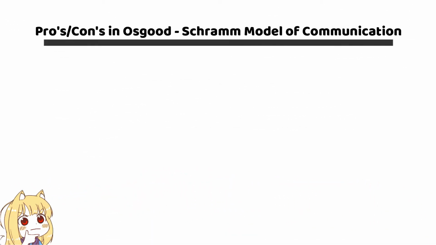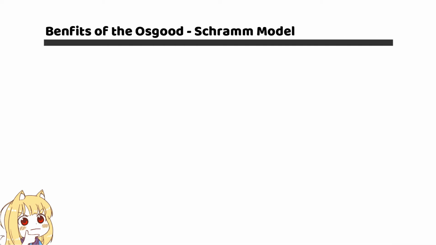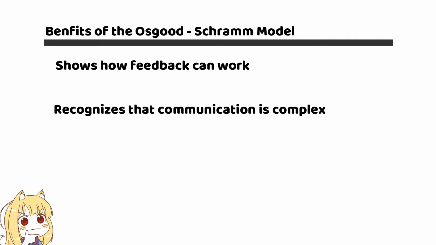So what are the pros and cons of the Osgood-Schramm model? For the benefits or strengths in the Osgood-Schramm model, first, it shows how feedback can work. Second, it recognizes that communication is complex. And lastly, it sees us as active communicators.